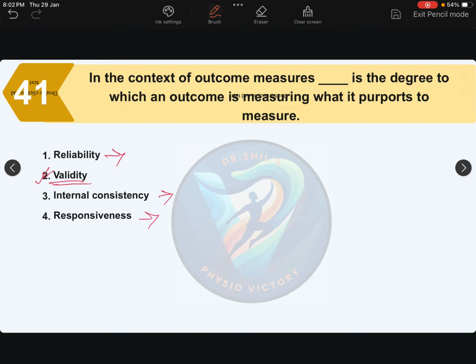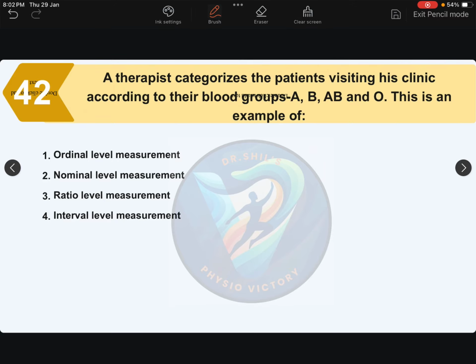Next, come to question number 42. A therapist recognizes the patients visiting his clinic according to their blood group A, B, AB, and O. This is an example of option 1 ordinal level measurement, option 2 nominal level measurement, option 3 ratio level measurement, and option 4 interval level measurement. Here the correct answer is nominal level measurement.